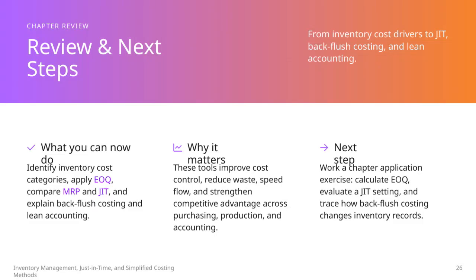Now that we've covered the material, let's summarize what you can do moving forward. You're now able to identify different inventory cost categories and apply the economic order quantity, or EOQ, to optimize ordering. You can compare material requirements planning with just-in-time systems, understanding their benefits and trade-offs. Additionally, you can explain backflush costing and lean accounting principles, which simplify financial tracking in lean operations.